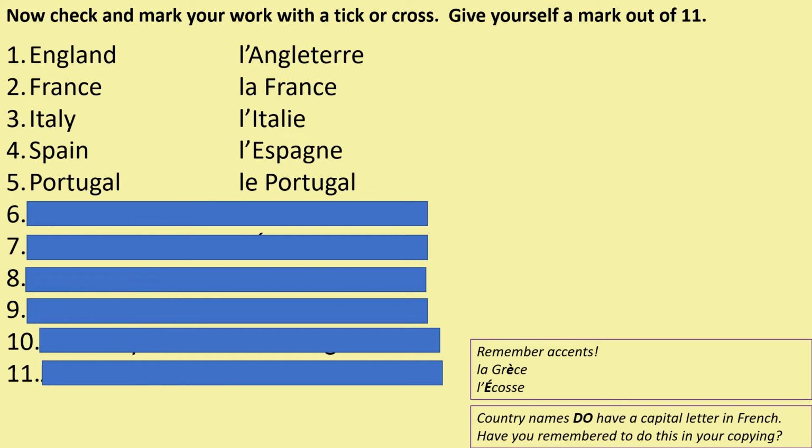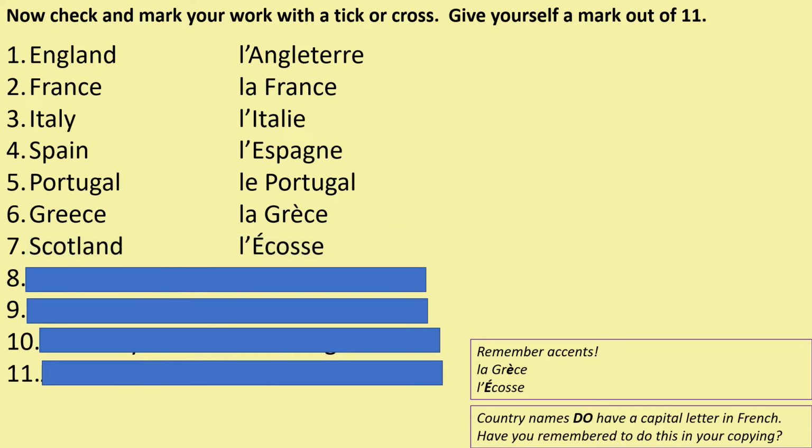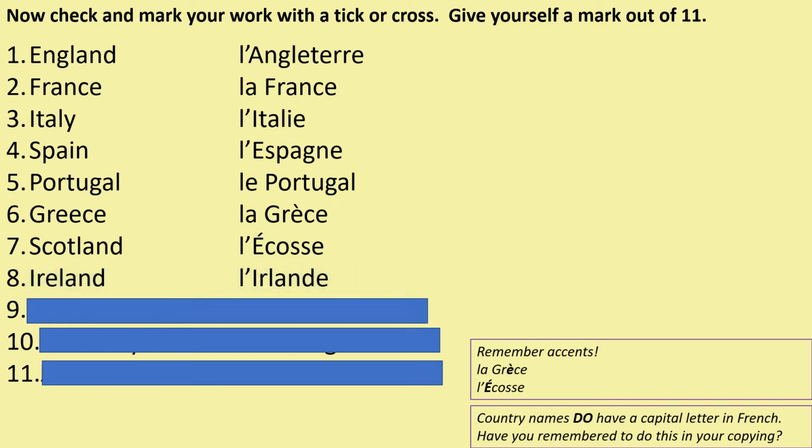Number 5. Portugal is le Portugal. 6. Greece, la Grèce. 7. Scotland is l'Écosse. 8. Ireland is l'Irlande.